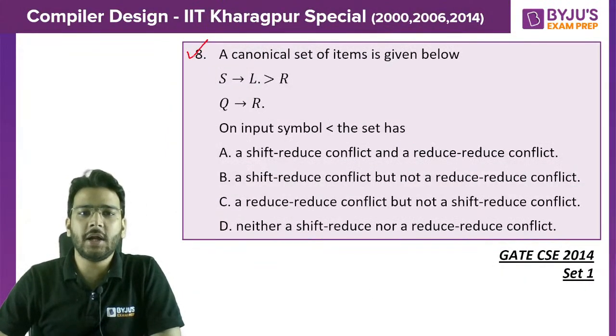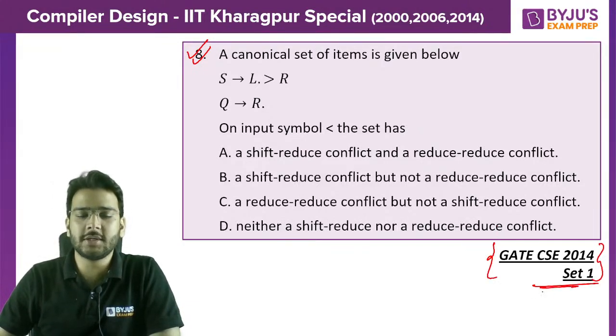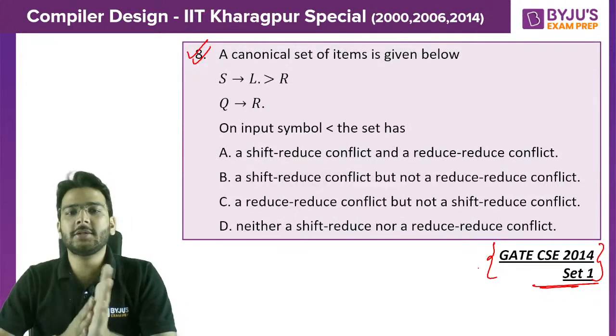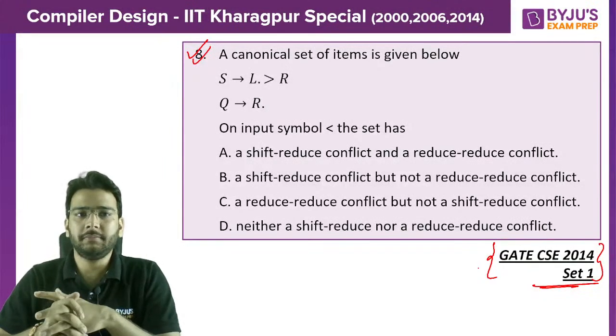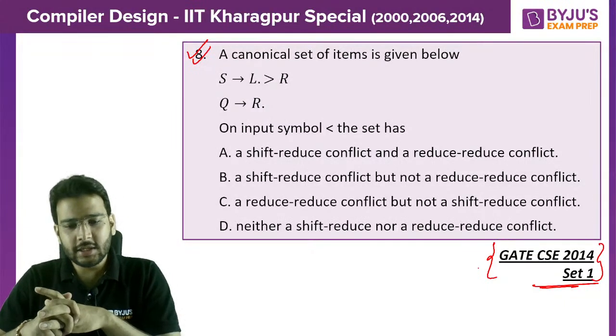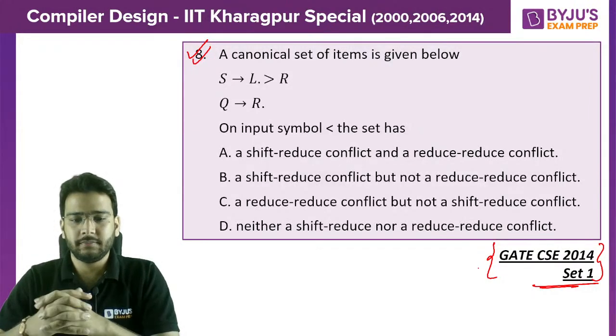Question number 8 now. GATE CSE 2014 set 1 question. Quickly solve this and let me know what should be the answer for this question number 8. Yes, Anshika, that is correct. All are present in the different canonical set.